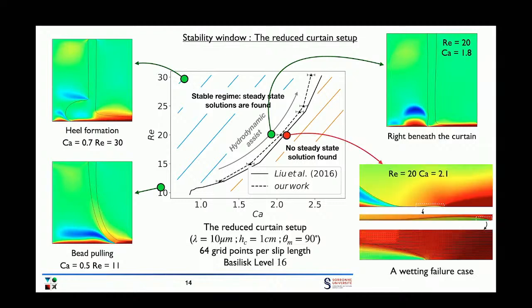And here is one example of an unsteady case, how we see it in numerics. In numerics, what we have is we entrain an air film. Of course, this film is not resolved, but the film that we have entrained marks that this has made the transition to wetting failure.